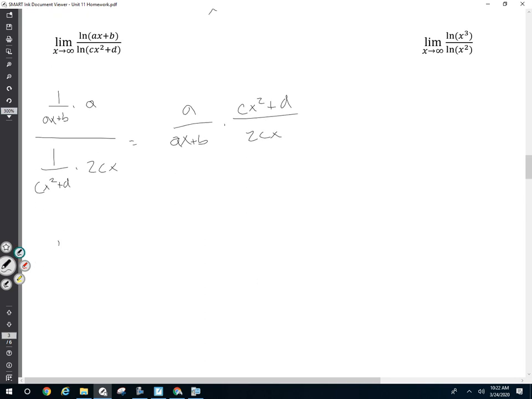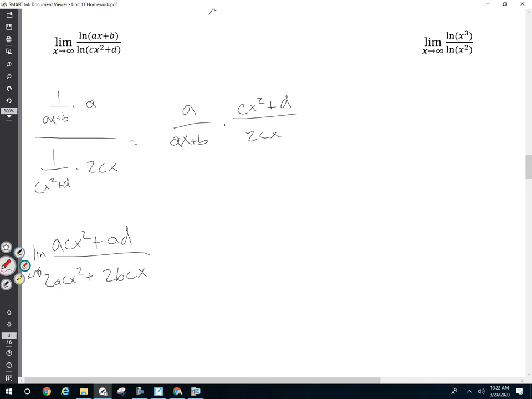This turns into acx squared plus ad over, I'll multiply the 2cx in, 2acx squared plus 2bcx. And you're looking at the limit as x approaches infinity.